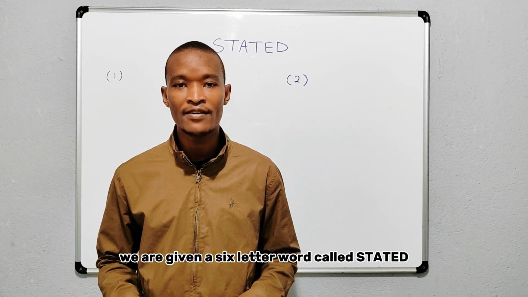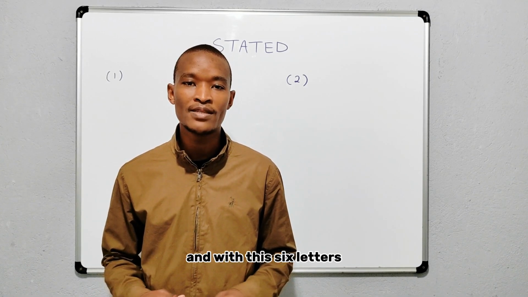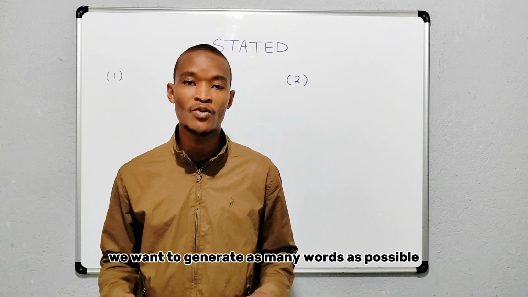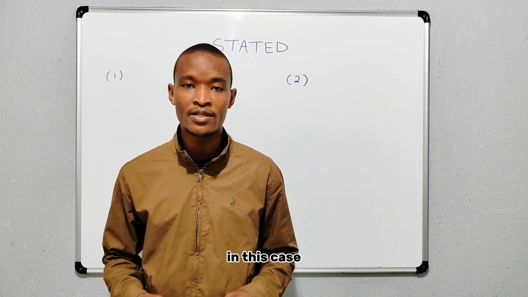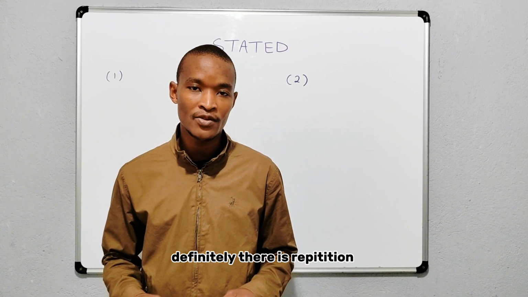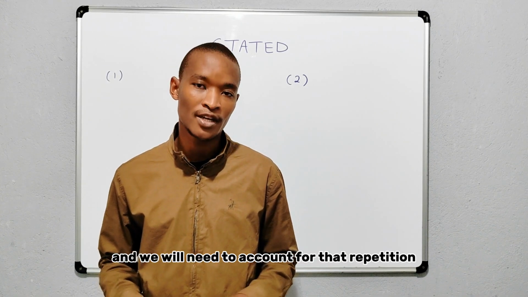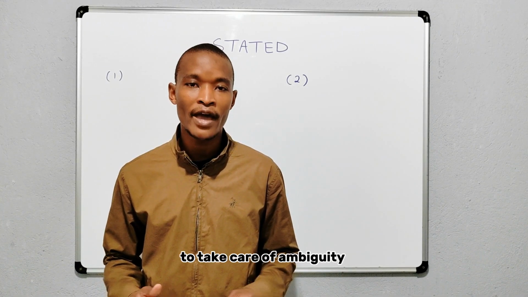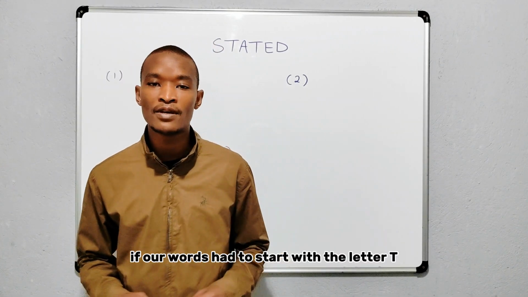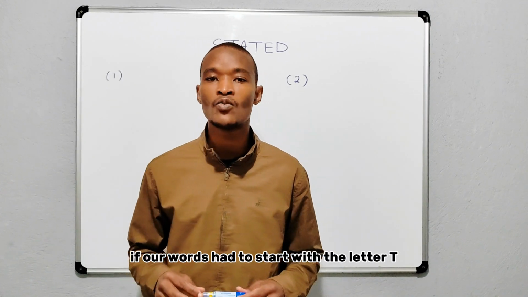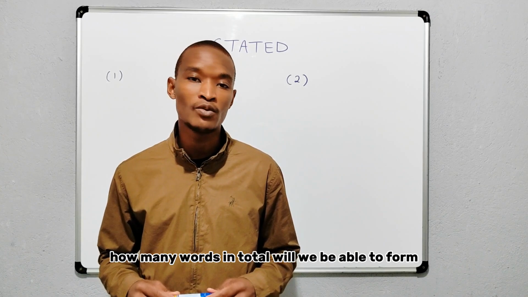Okay, so we are given a 6-letter word called stated. With these 6 letters, we want to generate as many words as possible and also account for repetition where there's a need to. And in this case, definitely, there is repetition. You can see that the letter T is being repeated, and we will need to account for that repetition to take care of ambiguity. The first question is asking us if our words had to start with the letter T, how many words in total will we be able to form?